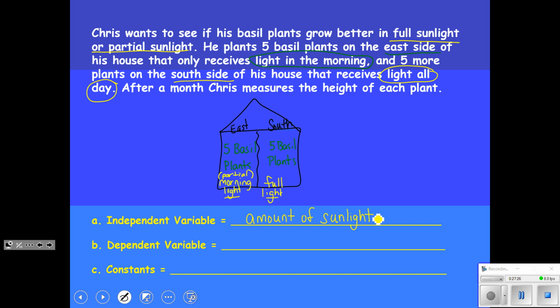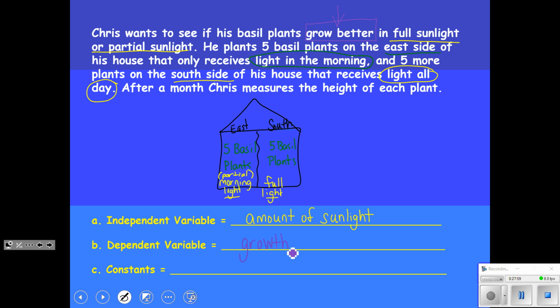That is what Chris is testing. Okay? Dependent variable, what's he testing it for? So when we go back up and look, he wants to see if his basil plants grow better. Growing better is your measurement here. That is what you're going to sit back and evaluate. That's going to be your results. So the growth is your dependent variable.